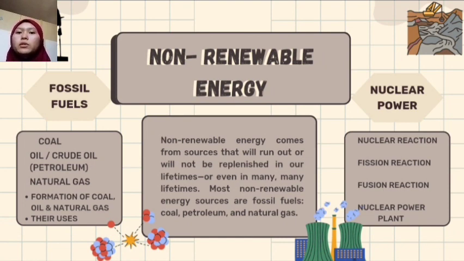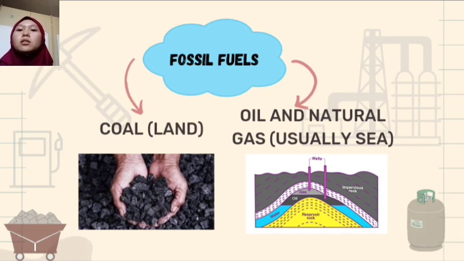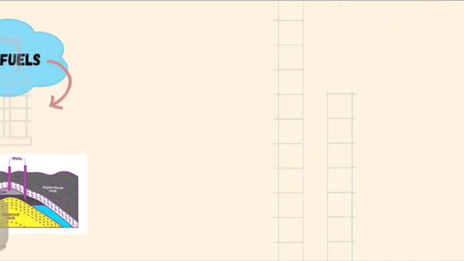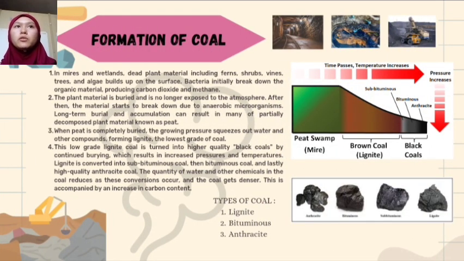I will continue with non-renewable energy. There are two parts in this topic. I will present about fossil fuel, which are coal, oil and natural gas. The sources of fossil fuel can be found on the land, which is coal, while oil and natural gas are usually found in the sea. Next, the formation of coal.